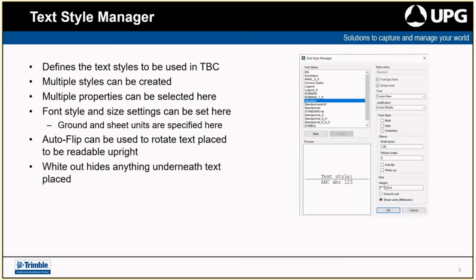text. So if you're putting text down and you don't want anything underneath, such as line styles and things for detailed feature surveys, then that whiteout option should be used, and you'll be able to see the text and it won't have any interference with anything behind it.